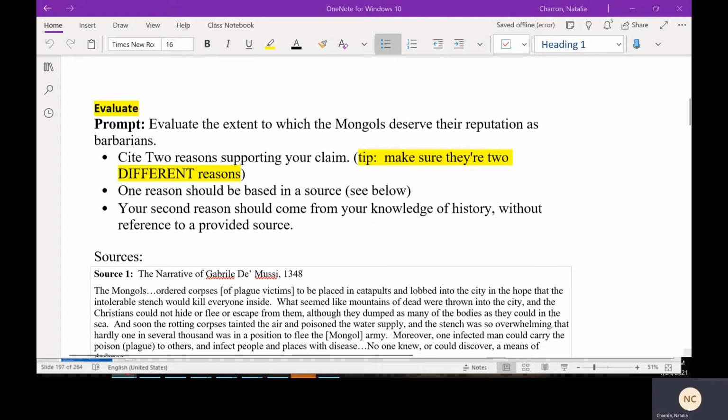Right, so first, your prompts are all going to look something like this in this class. Evaluate the extent to which the Mongols deserve their reputation as barbarians. Evaluate the extent to which really just means tell me how much this is true. So how much do the Mongols, the thing that we're talking about, I'll go ahead and start highlighting it because I like annotating my prompts. How much do they deserve to be remembered as barbarians? And I'll note that barbarians is kind of a judgy word, so we're probably going to want to define that at some point.